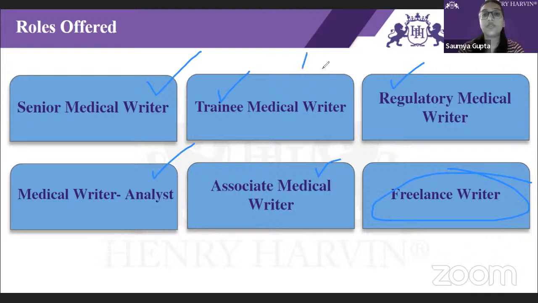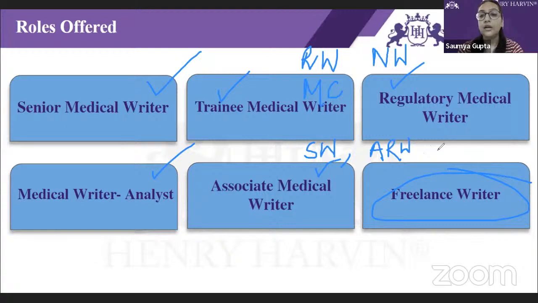Like regulatory writing, medical communication, and then you have the narrative writer. When you're writing patient narratives, then you are a narrative writer. When you are involved in writing research articles, review articles, and case reports, the articles which are published in journals, then you're known as a scientific writer. When you're involved in writing aggregate reports, you are known as an aggregate report writer. When you're involved in writing educational or academic content, then you are known as an academic writer. So all these are branches of medical writing.